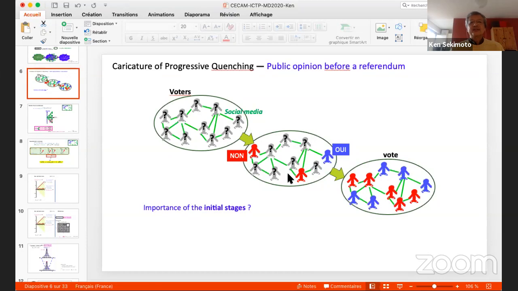Nowadays, many people are using the different social media, so vaguely taking the statistics of the opinions. And then my hypothesis is that at some point, each people make their decision. So these two hypotheses is common with progressive quenching. So communication and decision. And one could infer the distribution of the both at the future time.